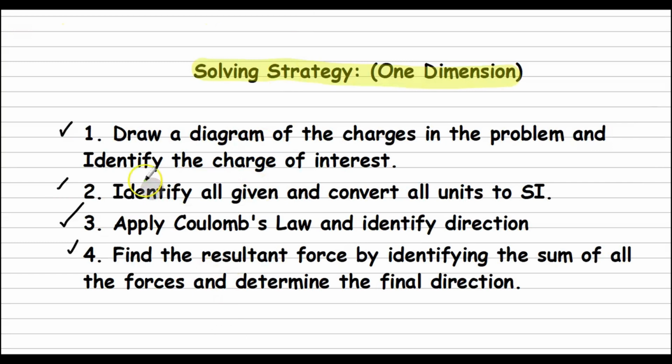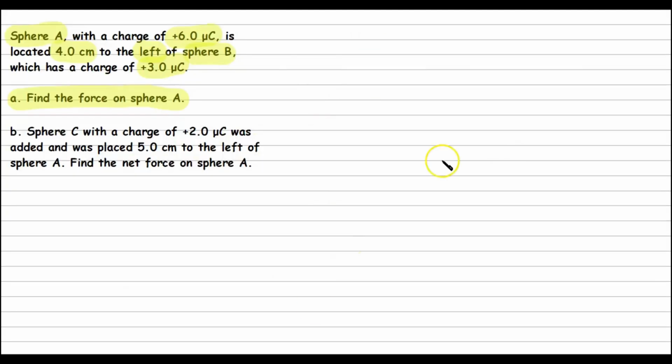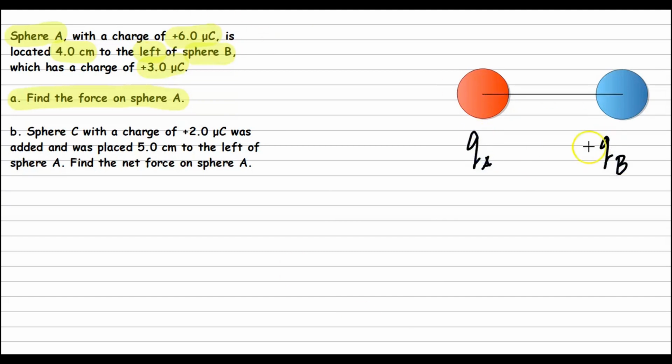The first thing that we have to do is to draw a diagram of the charges, and identify the charge of interest. We can also do step number 2 by identifying all the givens and converting all units to SI. So we have our first charge here, QA, and then our second charge, QB, separated by a distance of 4 centimeters. We have to convert it to meters, that is 0.04 meters.